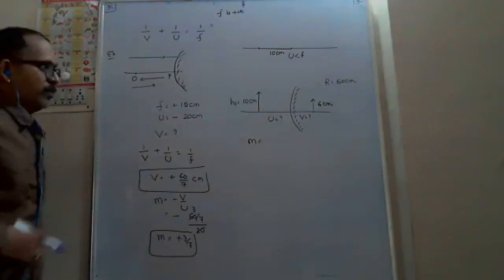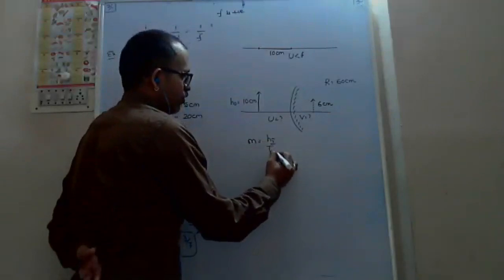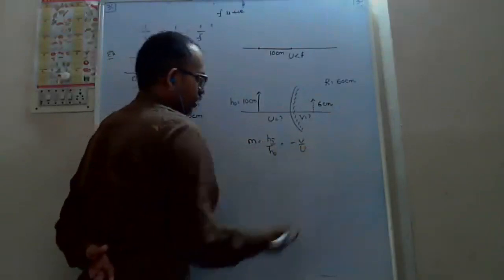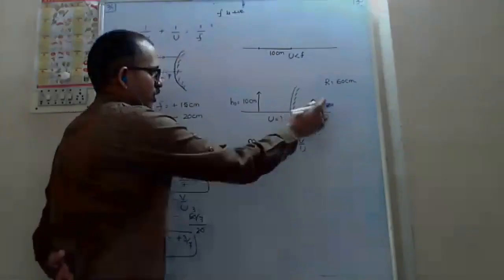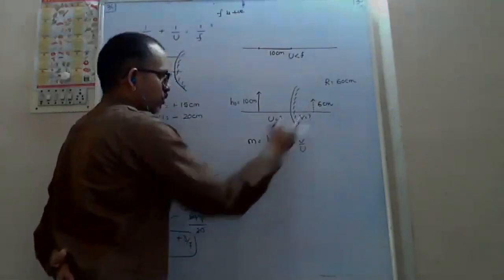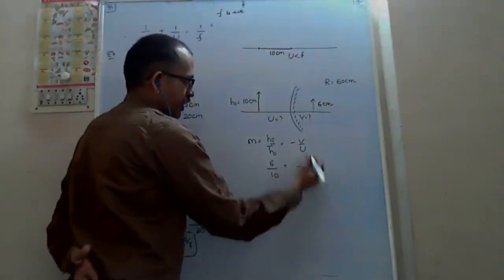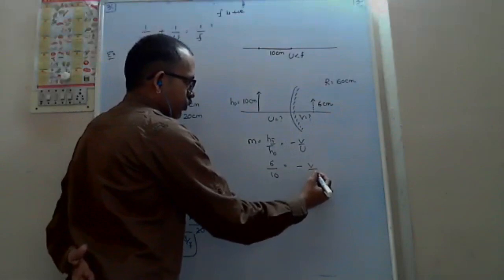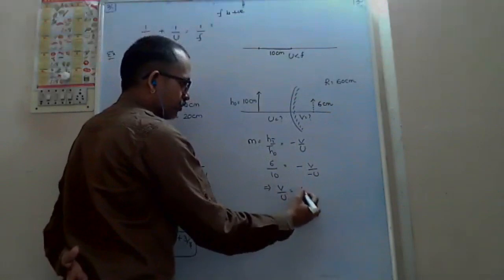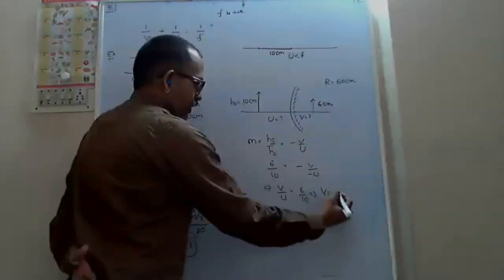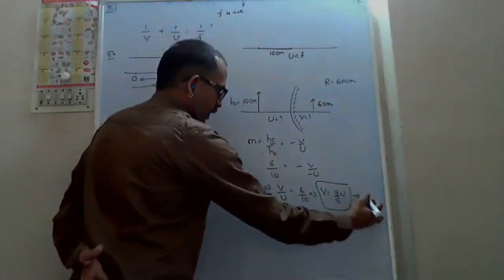Yes, sir. So in this case, magnification, which is height of image by height of object, is equal to minus V by U with the sign convention. Sorry, without sign conventions: height of image given as 6 by height of object given as 10 equals minus V by U, sign convention negative. So V by U relation I got. So V equals 3 by 5 times U. Okay, equation 1.